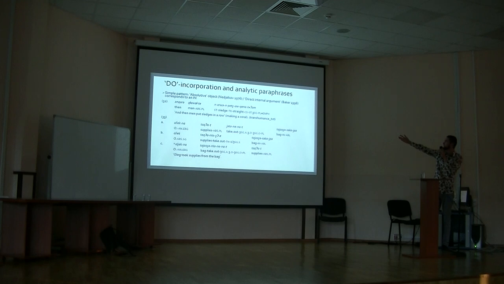We see a transitive clause like 32 from a text where people do something on sledges. It's a P-like participant. It's in an analytic clause. It would be a direct object, and it can be freely incorporated. So we also have constructed examples, like with the verb 'take out'.